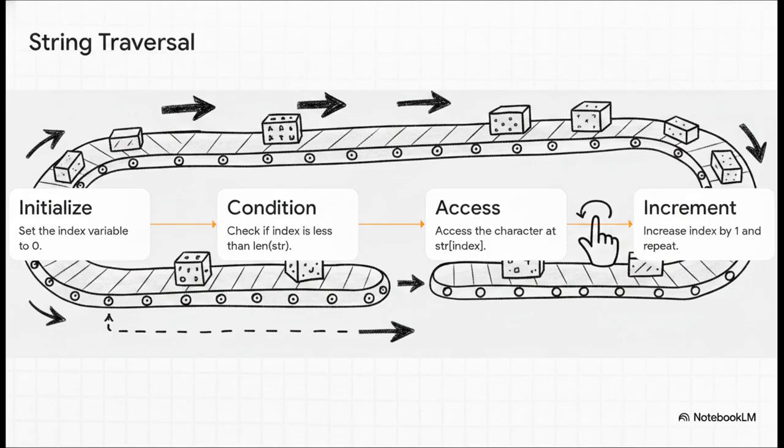Inside, you process the character, maybe print it out, and then, this is the crucial part, you increment the index by 1 so the belt moves forward. Now, a quick aside, Python also has a for loop which actually traverses strings automatically, pulling out characters without you having to manage that index variable at all. Both are super useful tools.